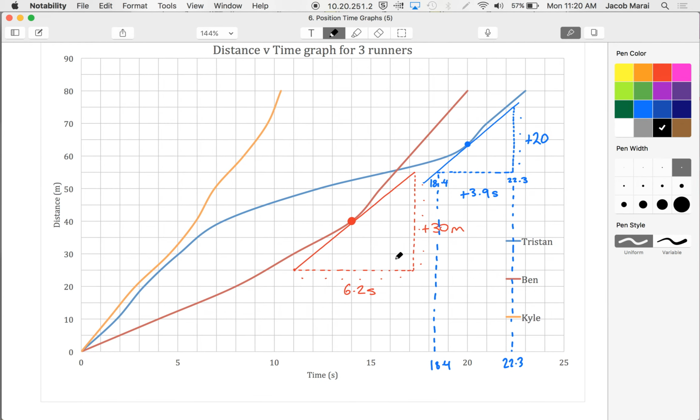Okay, now on this pre-made graph, the last question, gentlemen, I'll ask you to do it yourself. Find the steepest part of any of those curves. It looks like it's Kyle at the very end.